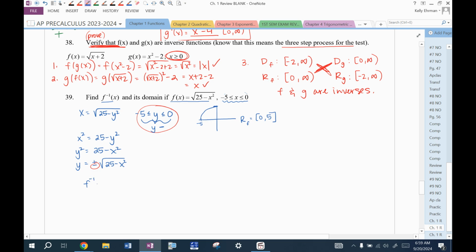Make it official by calling it f inverse of x. It's equal to negative square root of 25 minus x squared. And the domain is taken from the range of the original function, so 0 to 5.